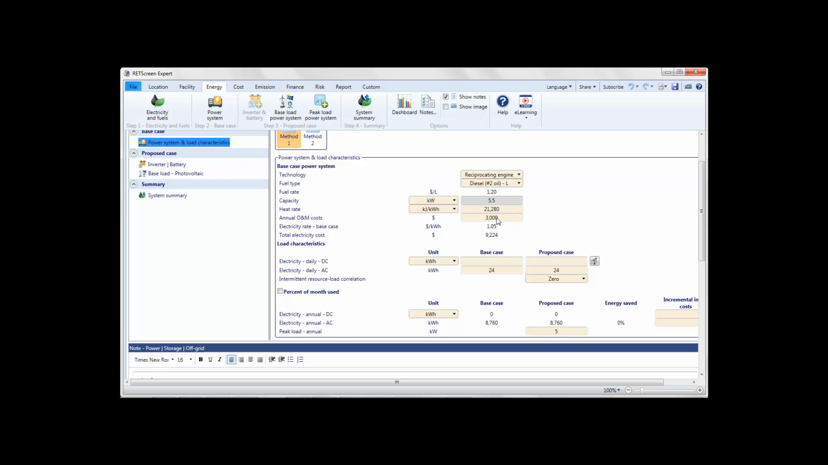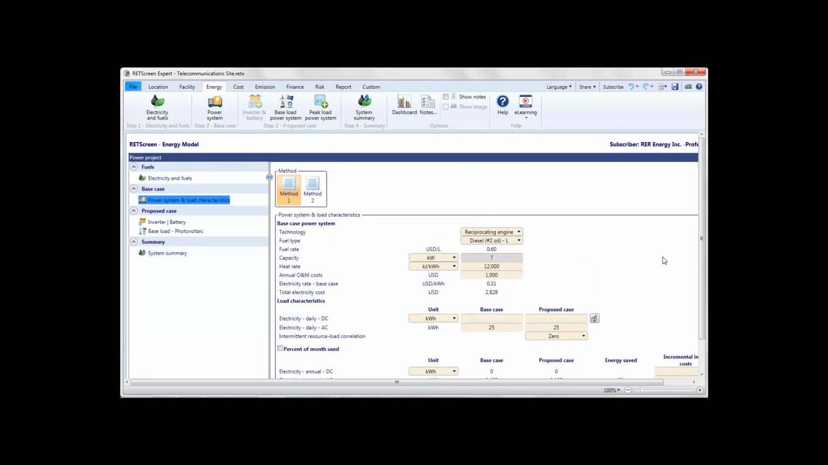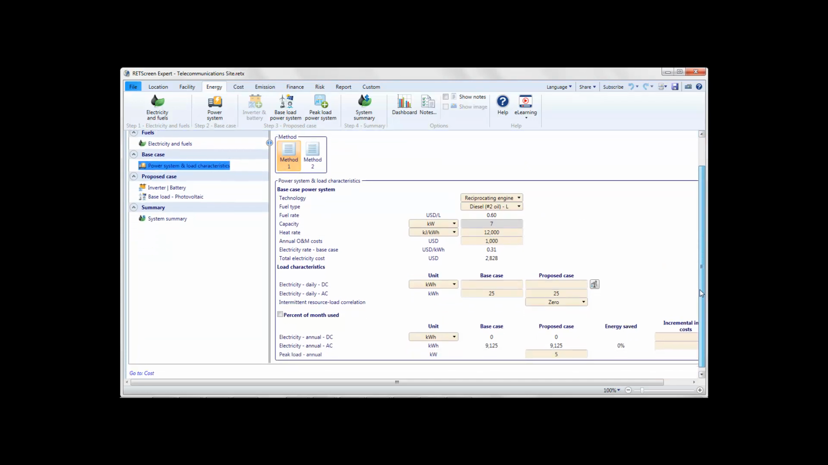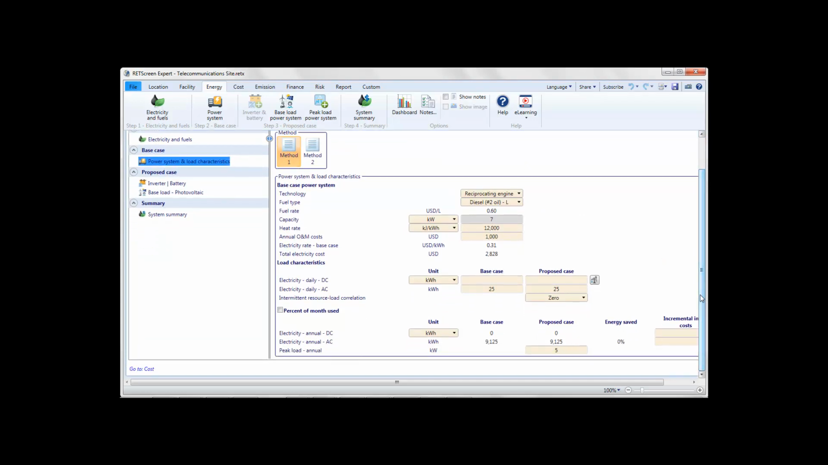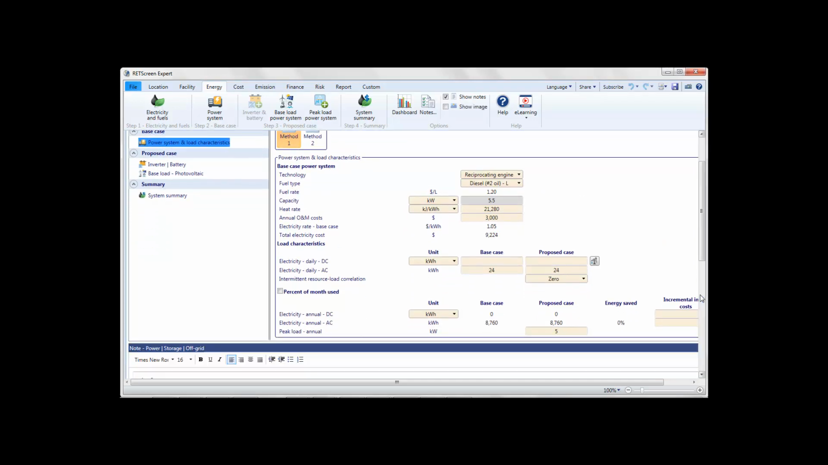The annual O&M costs are 3,000. That's much higher than what we assumed here at 1,000. But it makes sense that it would be more expensive to perform annual O&M in a corporate setting in Canada than in Ecuador, quite possibly.